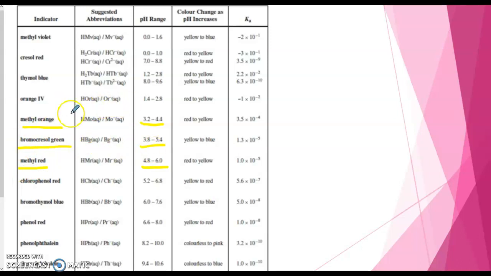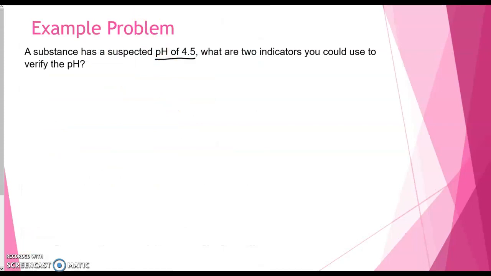I know the question asked for two, but we're going to look at these three and break down how they'll give us a range of numbers. If we start with methyl red, it's got a range of 4.8 to 6.0. So if we go back to our other page and write all this down, methyl red has a range of 4.8 to 6.0.